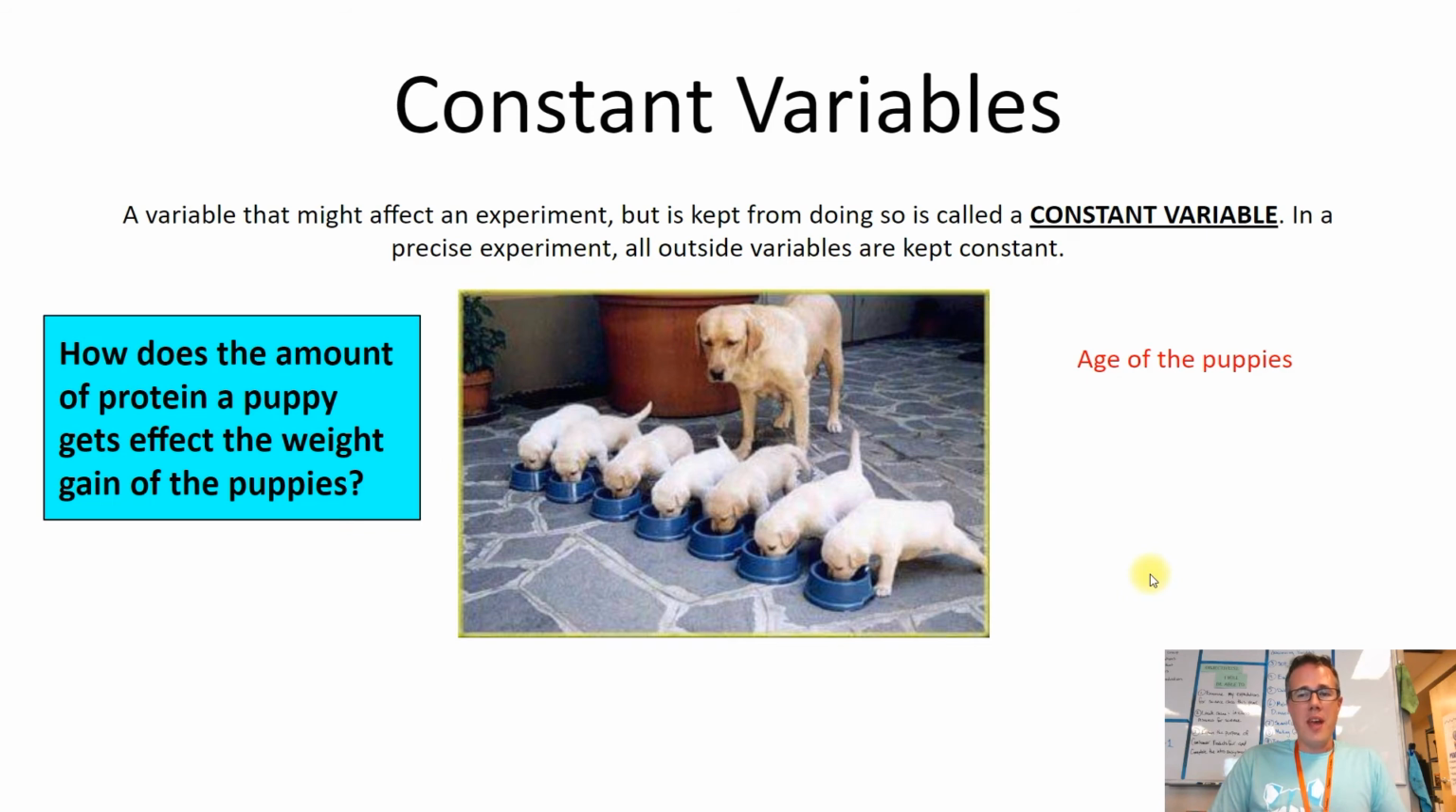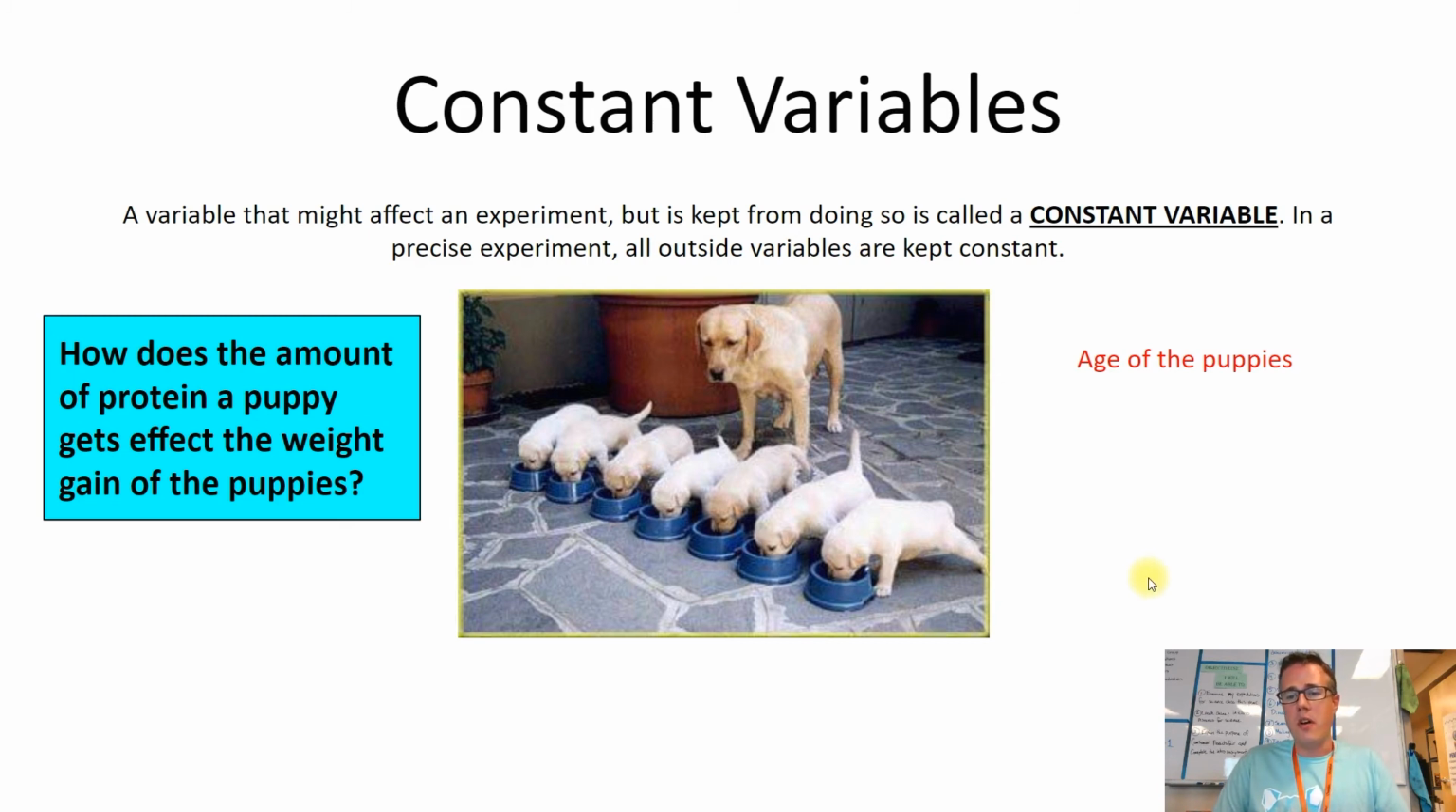I want to think about the age of the puppies. Think about this. If I started with some of the puppies were like a year old and the other puppies were just a couple of weeks old, those two different ages of puppies are going to gain weight at different rates no matter how much protein they get, just because they have different ages. So we have to keep the age of the puppy the same. That's a constant variable. Pause this video and see if you can come up with a few more.